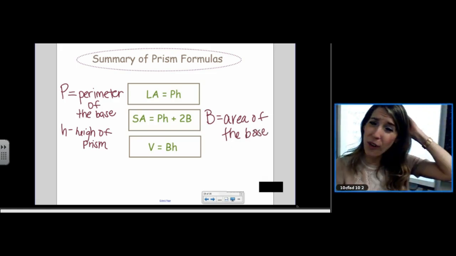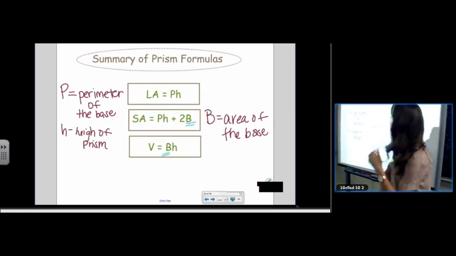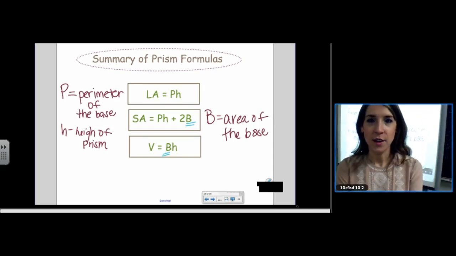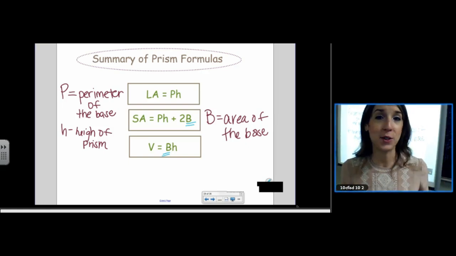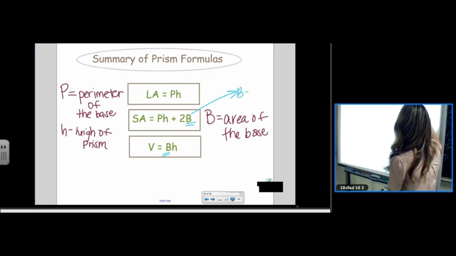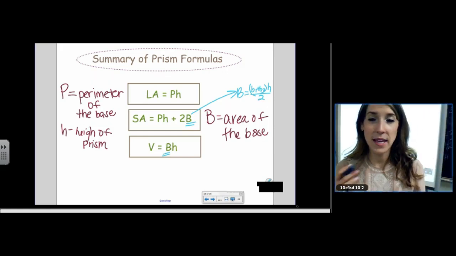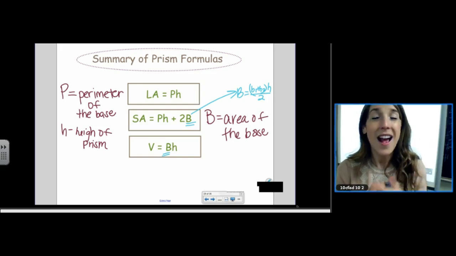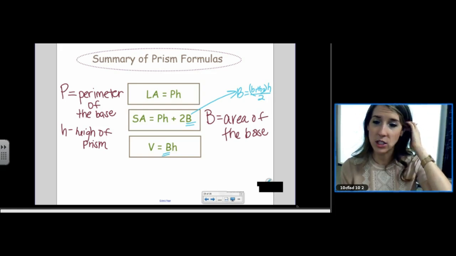So when you have to find capital B, you're really doing last unit. You have to infuse and embed last unit into this unit. So if the base is a trapezoid, you have to go to your formula chart, and capital B is really this long formula. So there's like a formula inside a formula. So be careful there. Capital B means area of the base. Sometimes it'll be easy, it'll be a rectangle, and sometimes it'll be a polygon, and you'll have to do apothem times perimeter divided by 2.